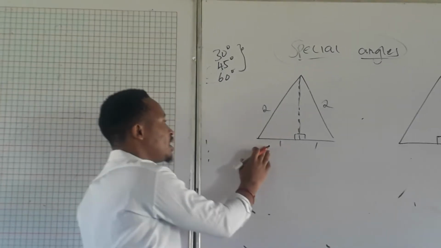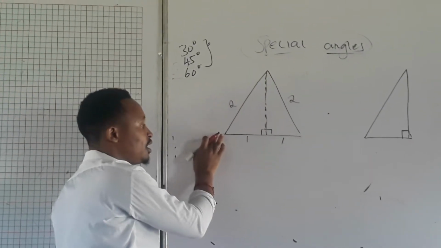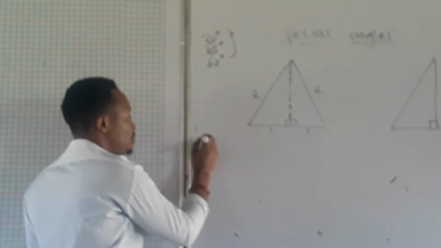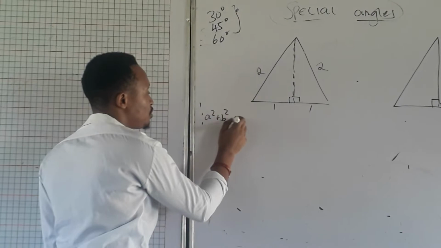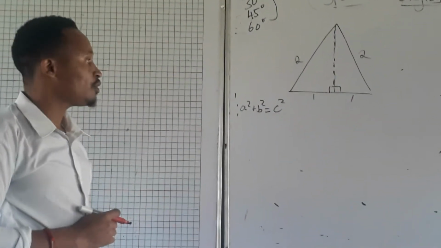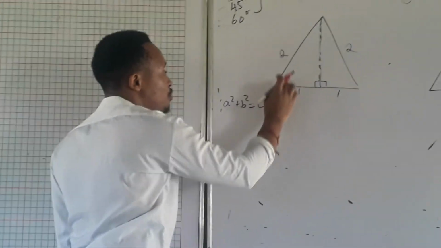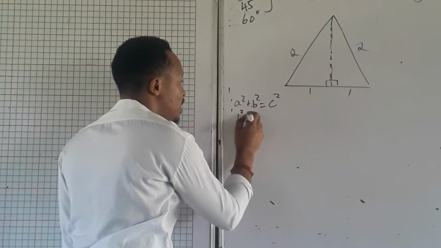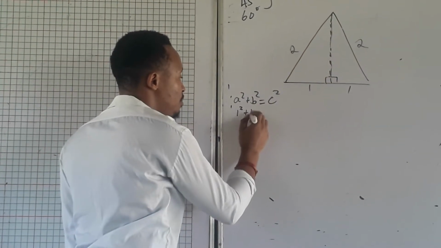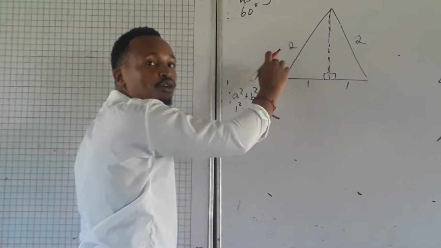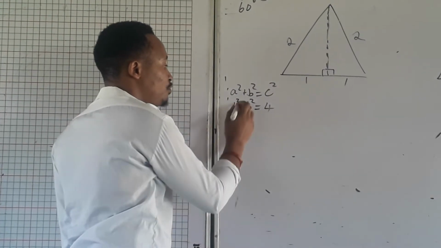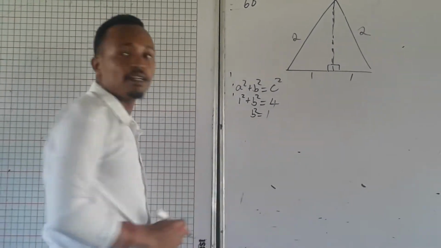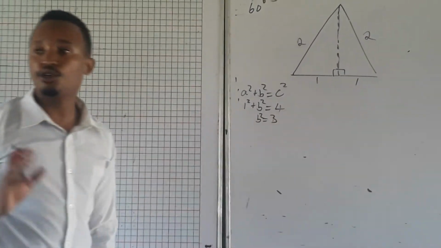So if it's a right angle, this is the hypotenuse, this is the base, so we can get the height. We can use Pythagoras theorem, that is a squared plus b squared is equal to c squared. If this is the hypotenuse, then we have 1 squared plus b squared is equal to c squared, which is 2 squared, which is 4. If you take 1 to the other side, you're going to have b squared is equal to 4 minus 1, which is 3. Are we together up to there?